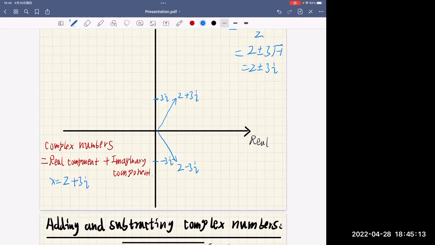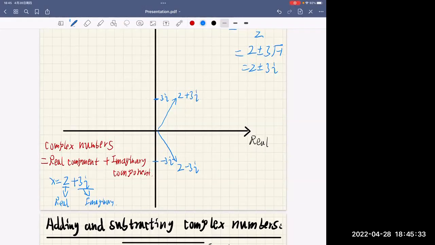So what is the real component in this solution? The real component is 2, right? This is the real component. And what is the imaginary component? The imaginary component is 3i, right? So here is the imaginary component.